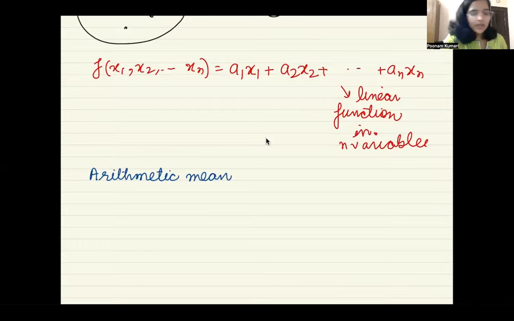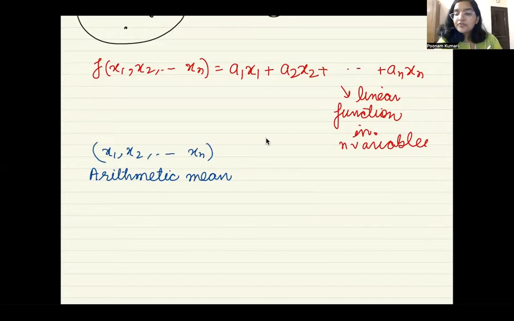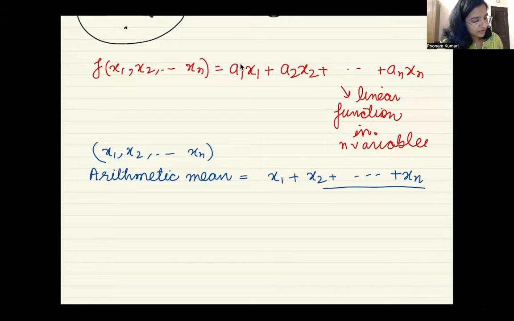मैंने अगर आपको n numbers दिए हैं, x1, x2 up to xn, and I've asked you to find what is the average value out of these numbers, तो आप किस तरीके से find out करोगे? x1 plus x2 up to xn, divided by n. Divided by n. Yes, wonderful.